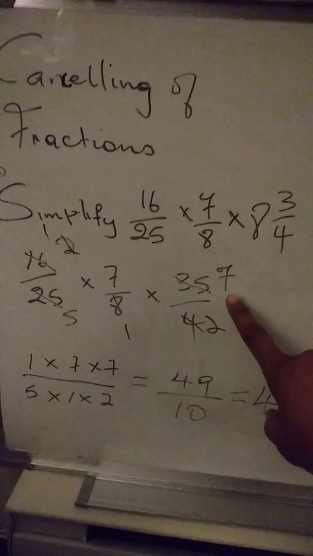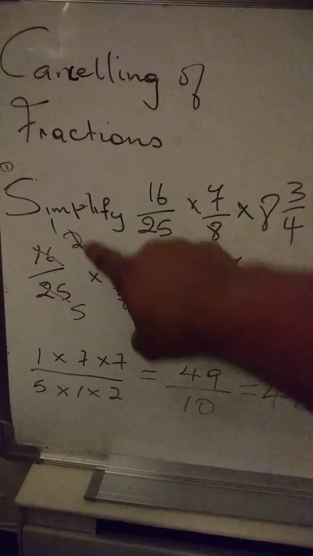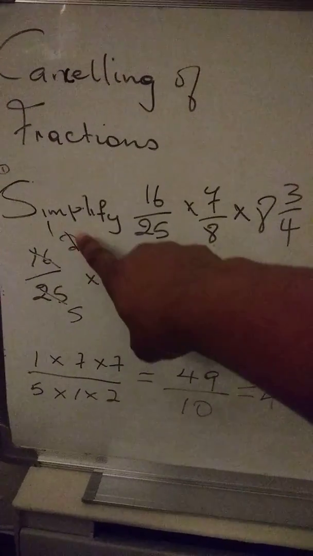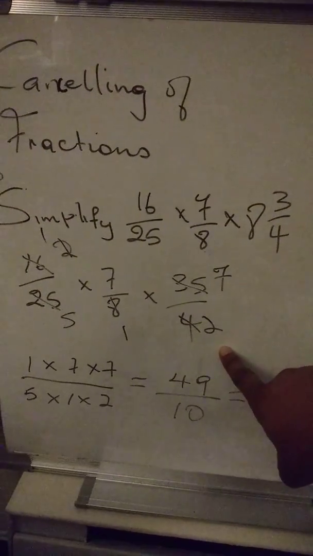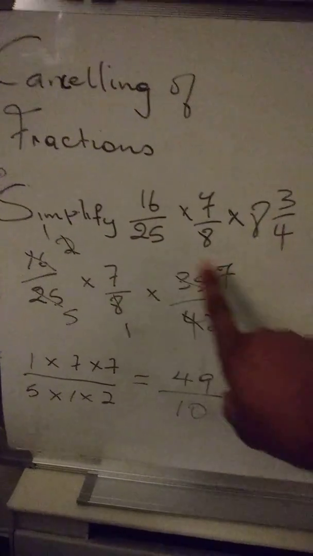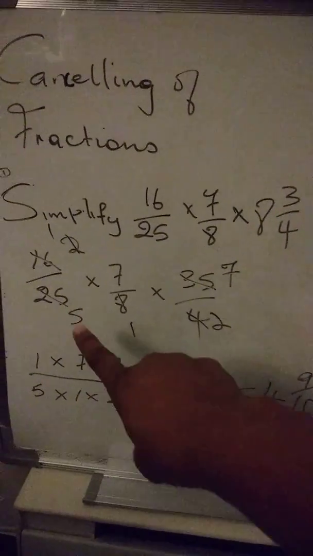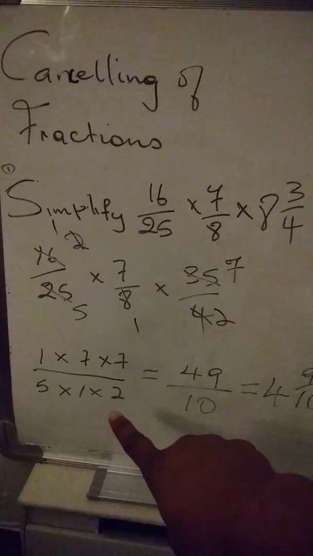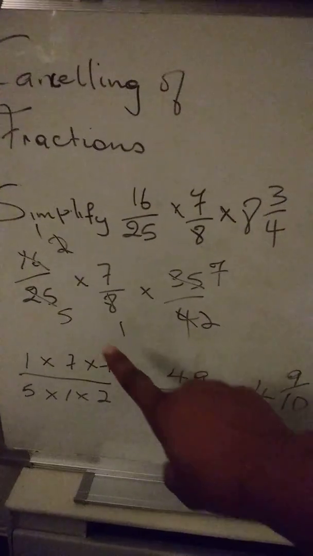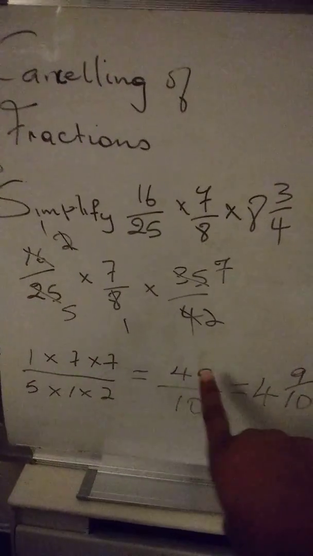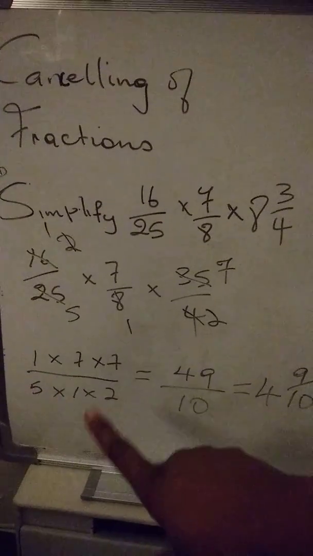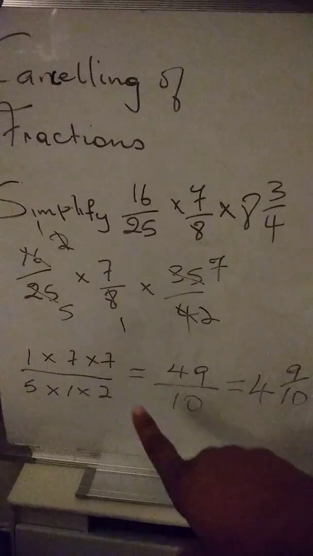And we look again. We see 2 here and 4. 2 into itself goes 1 time. 2 into 4 goes 2 times. So we'll end up with 1 times 7 times 7, which is shown there. 5 times 1 times 2, which is also shown there. So 7 sevens are 49. 49 times 1 is still 49. 5 times 1 is 5. 5 times 2 is 10.